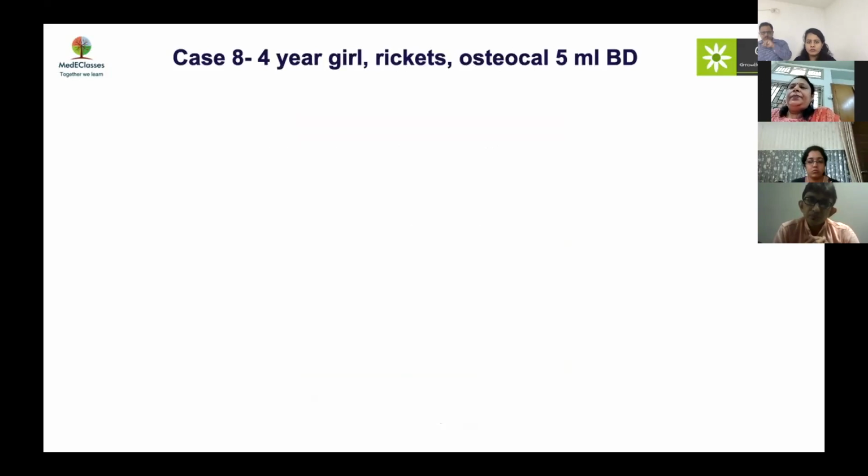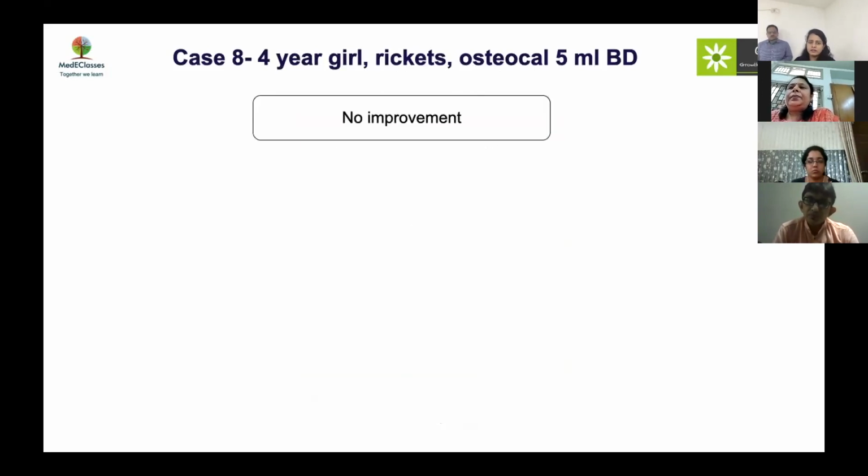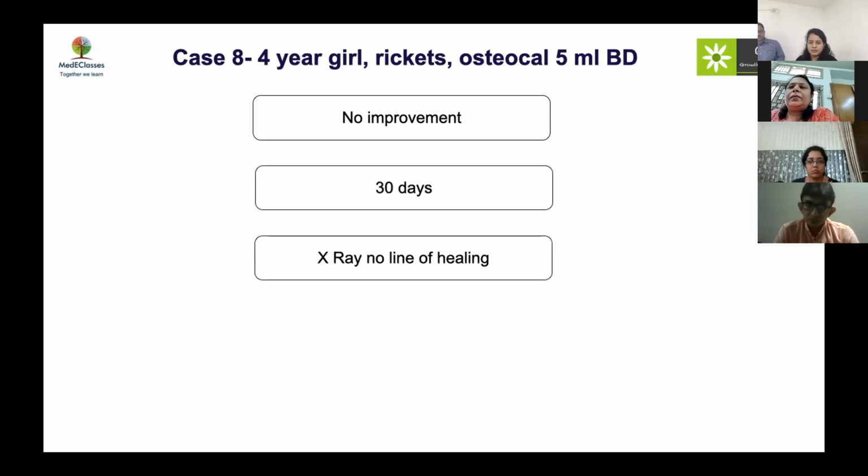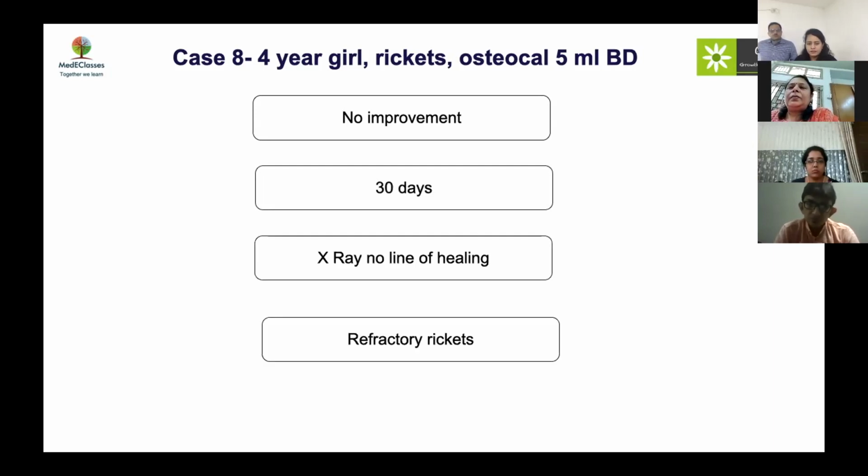So, a 4-year-old girl with rickets was advised calcium 5 ml, which contains around 400 IU of vitamin D, and there was no improvement. 30 days later, an X-ray was advised, which showed no line of healing. After that, she was labeled as refractory rickets and referred to us. So, Dr. Pradeep, do you agree with this diagnosis?